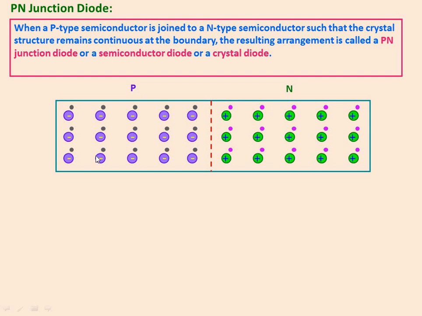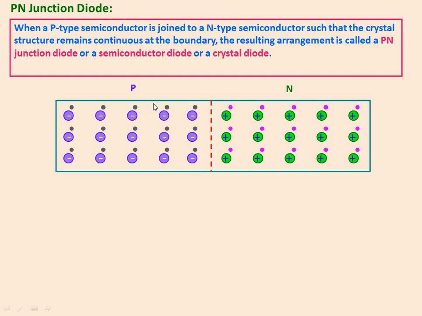We can't take a P separately and an N separately and club them together. It's not at all possible. We consider a semiconductor crystal and dope it with P type materials from one side and N type materials from the other side. That's what we actually do, and such a crystal is nothing but the PN junction diode.